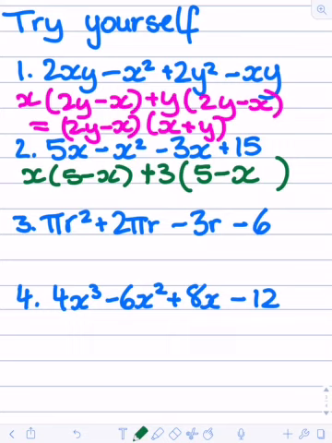Alright, so now I have 5 minus x in both brackets. So I have 5 minus x and I have x plus 3. Alright, let's have a look at the next one.